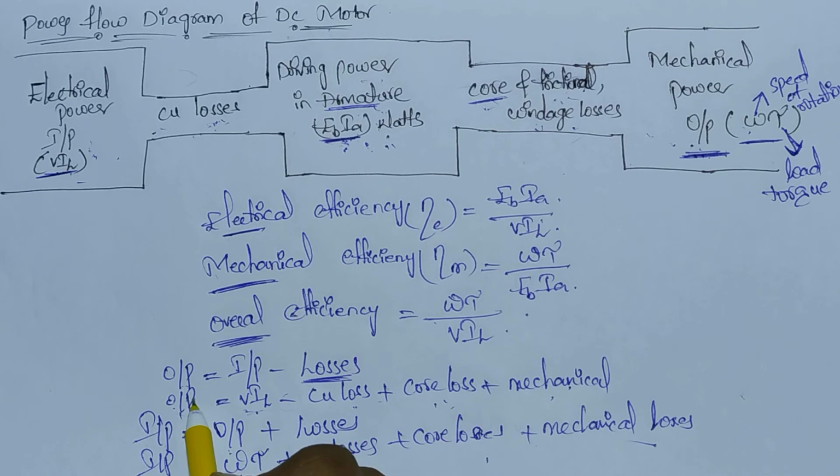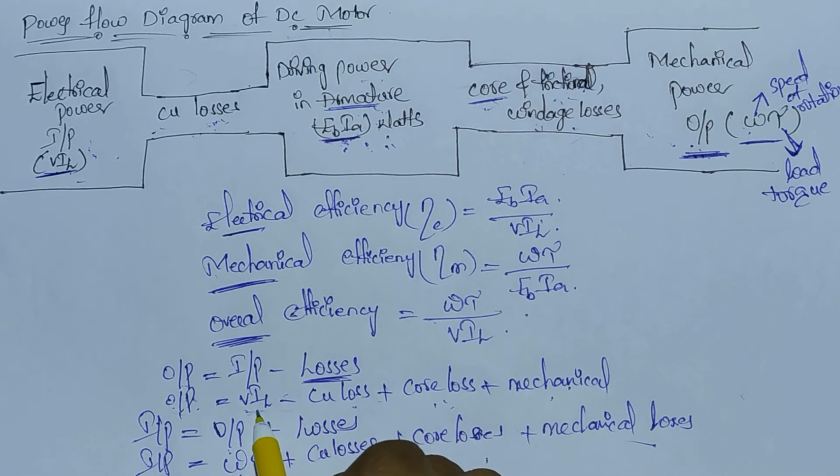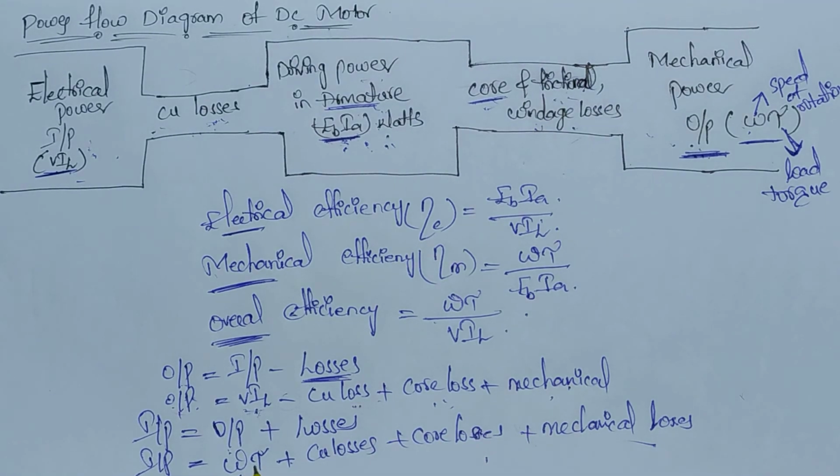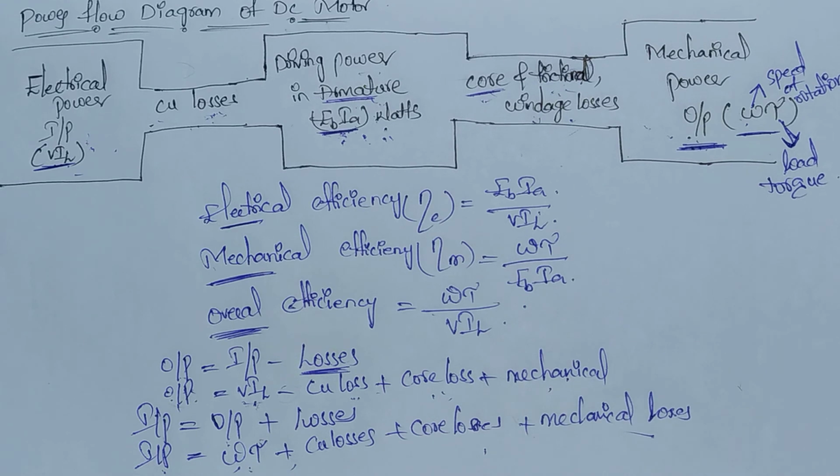So in the output case, from the input we subtract the losses. In the input equation, we add the losses to the output, then we get the input. So this is the detailed explanation of the power flow diagram of a DC motor. I hope you understood the power flow diagram better.